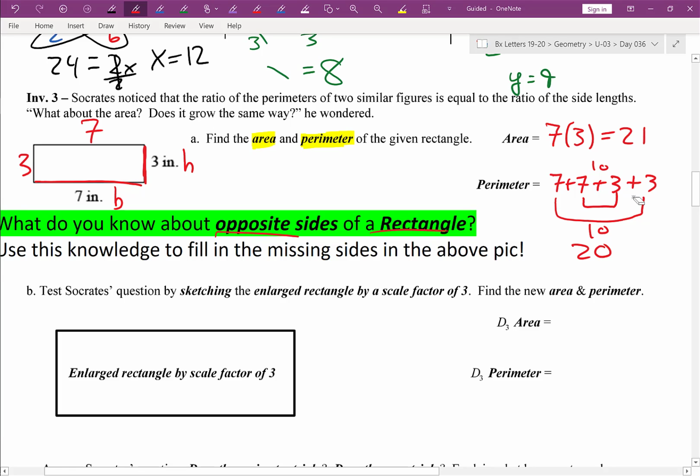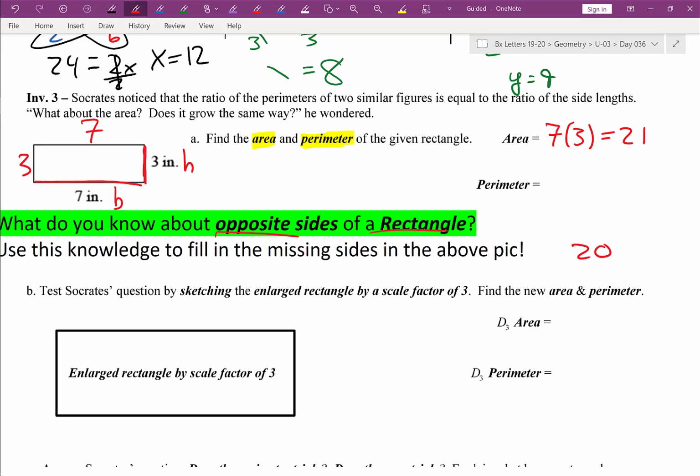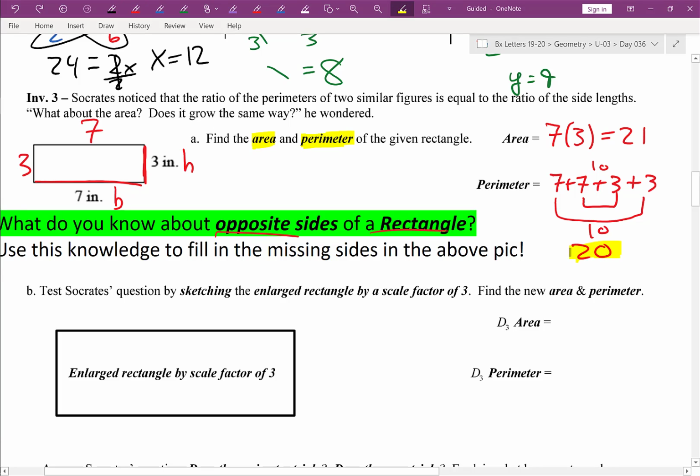So I'm going to clean this up. Actually, I'm going to leave it as is. And what I'm going to do is highlight my perimeter, highlight my area. We're going to test this theorem. Test Socrates' question by sketching the enlarged rectangle by a scale factor of 3.